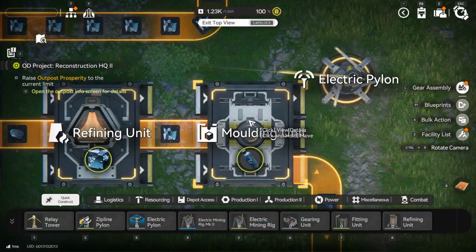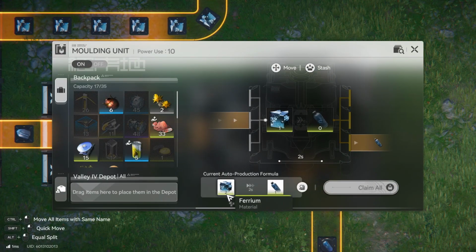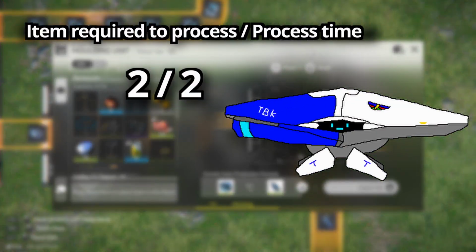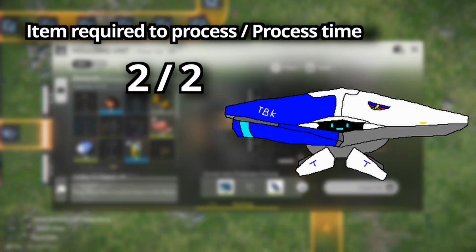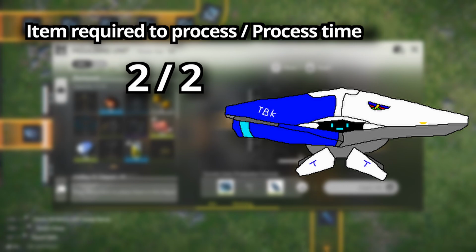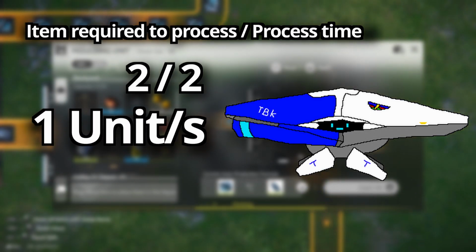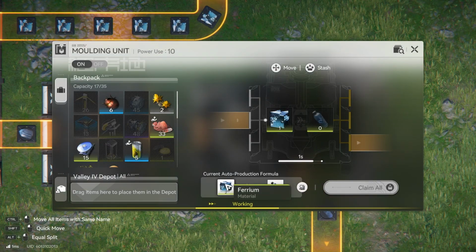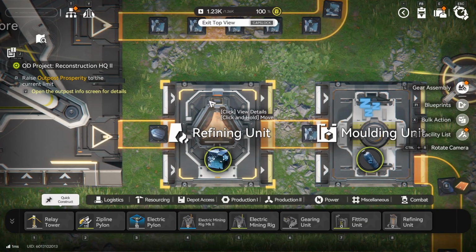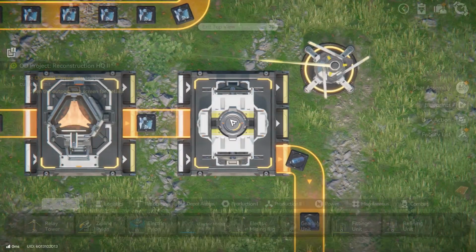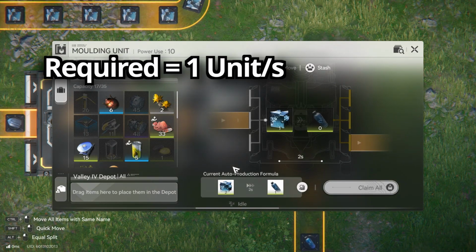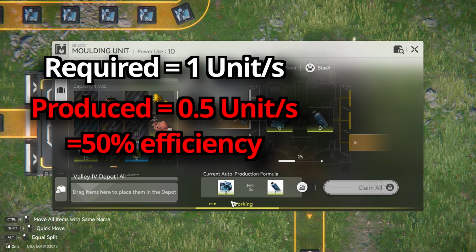But moving into the molding unit, as you can see right here, it needs 2 ferrium per 2 seconds. And if we calculate with the formula once again, this means that the required amount for it to reach 100% efficiency is 1 unit per second. This also means that with our current setup, in which the refining unit is outputting 0.5, this is running at 50% efficiency because it is half of the required amount.